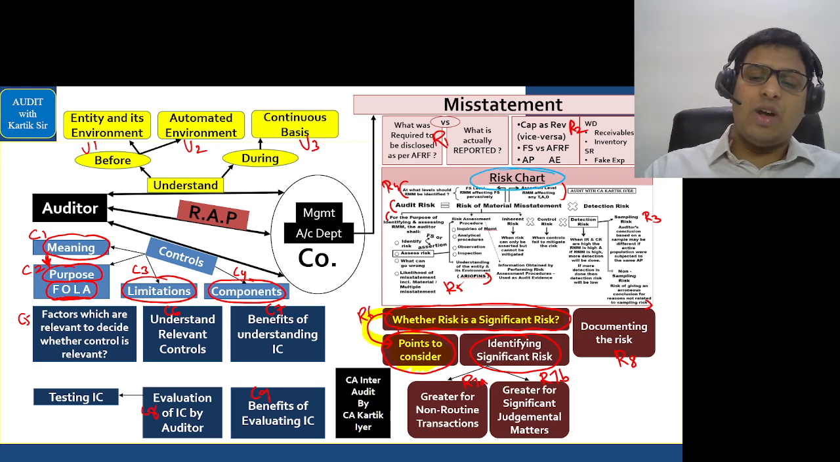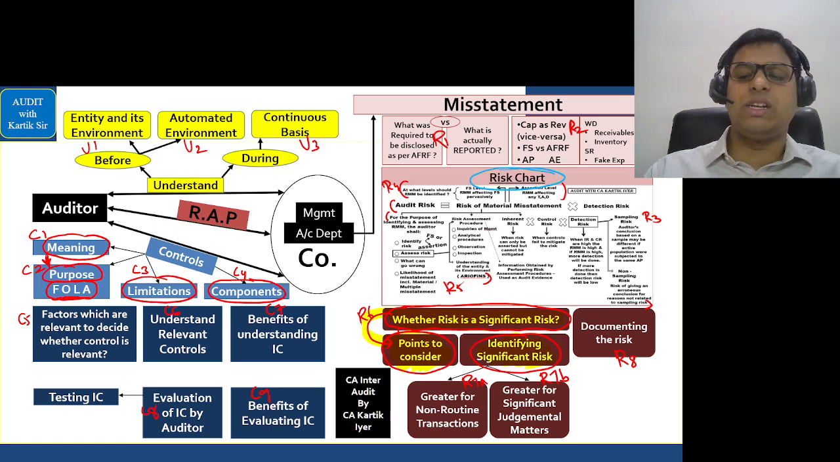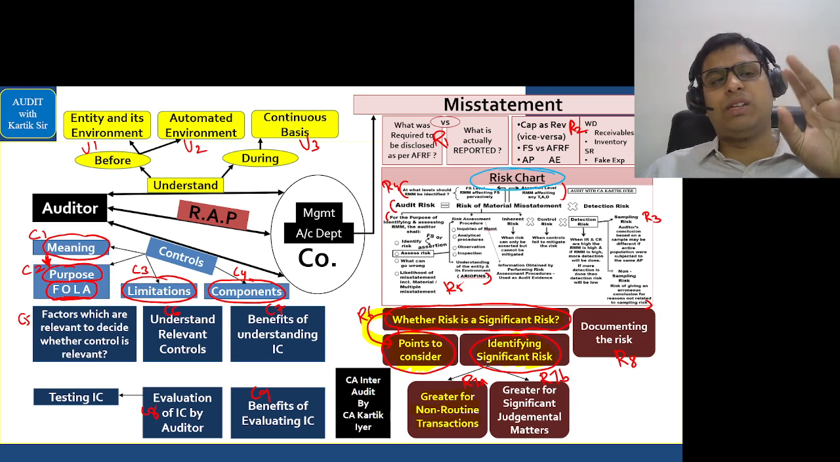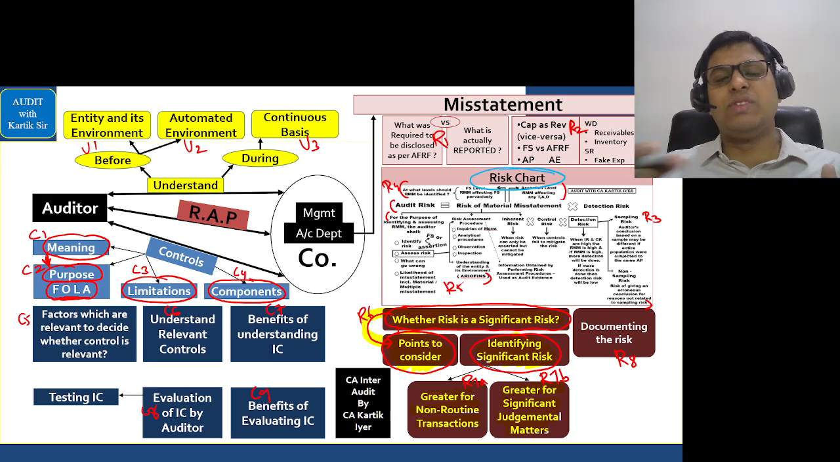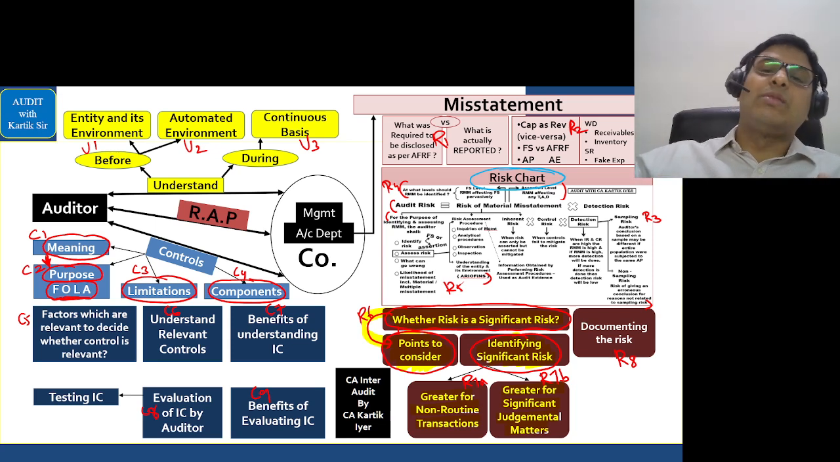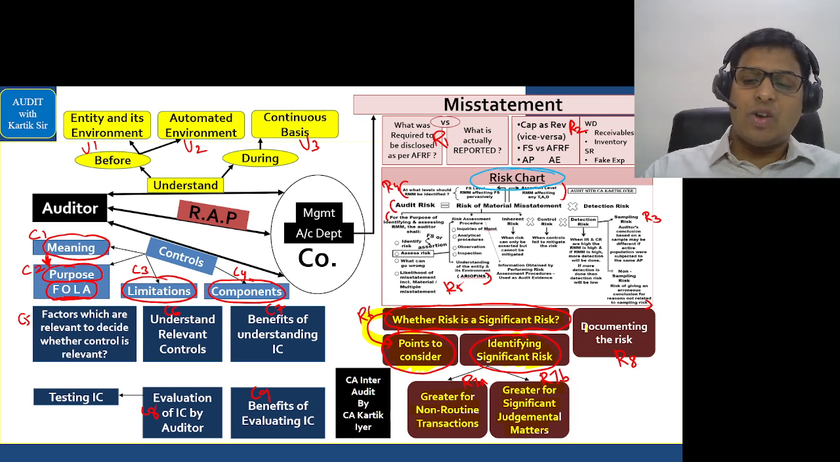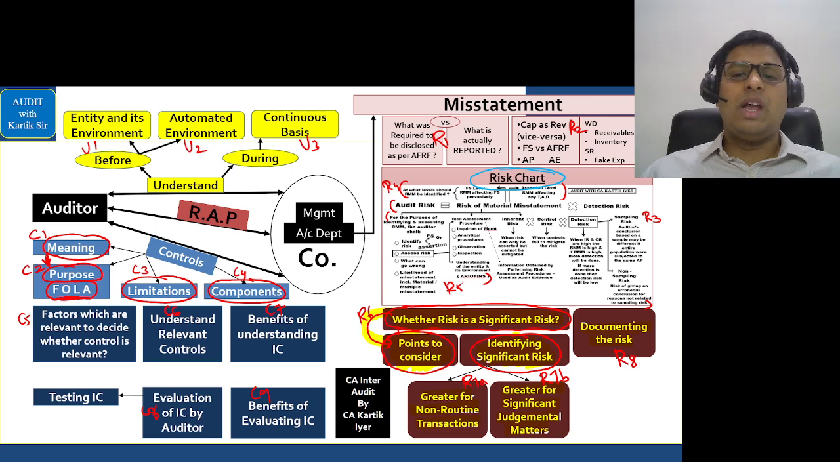Okay, now next is identifying the significant risk. You have to identify it, and it is greater for non-routine matters, that is M2C2, if you remember: management intervention, manual intervention, controls not effective, and complex calculation. And finally it is greater for significant judgmental matters, and judgmental matters are of two areas, interpretation and assumptions. Okay, finally we have the last area called documenting the risk. Documenting the risk is this part. Okay, now this completes our risk circuit.